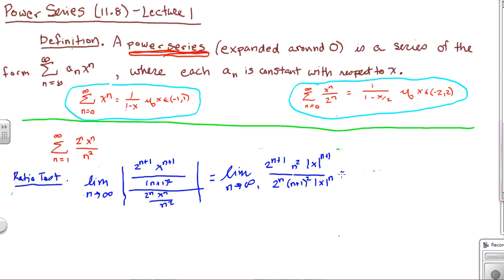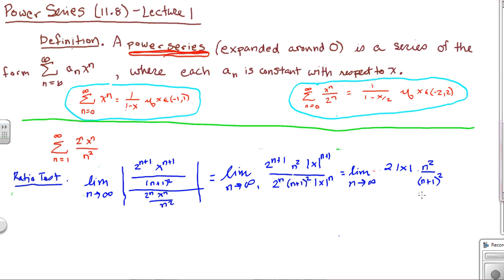And that's going to be the limit as n goes to infinity of, notice the 2 to the n plus 1 divided by 2 to the n is just 2, right? Absolute value of x to the n plus 1 divided by absolute value of x to the n is just absolute value of x. And then I've got times n squared over the quantity n plus 1, squared.